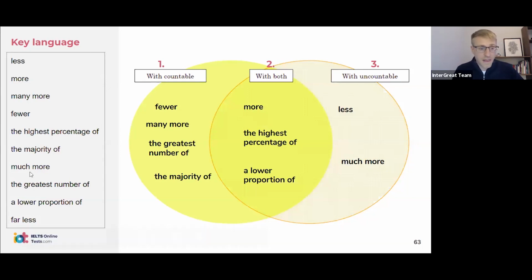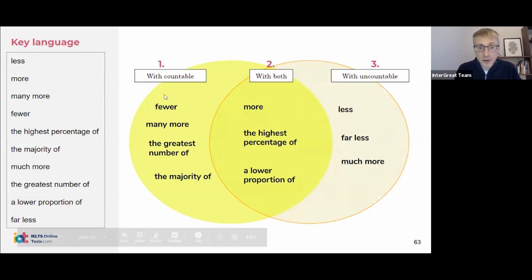Finally, far less. We're saying far less. Here, less is the same with uncountable, so it's going to be 3. Well done, Min. So there you go, guys. So this is just some useful language that you can use to make comparisons and to describe the quantities, to describe the most, the majority, the highest, the lowest. Very useful for your overview and also for your detailed paragraphs.